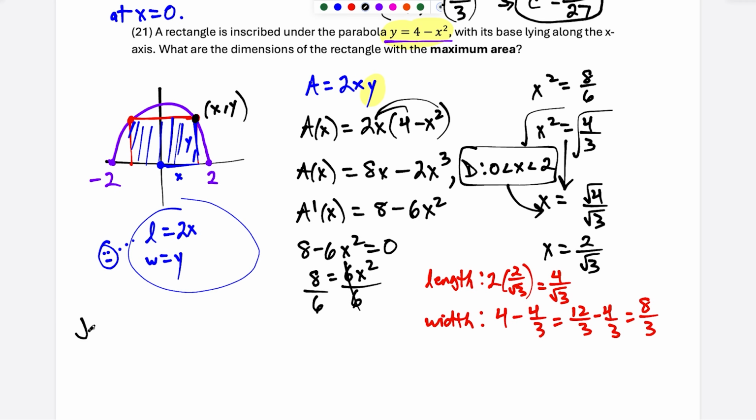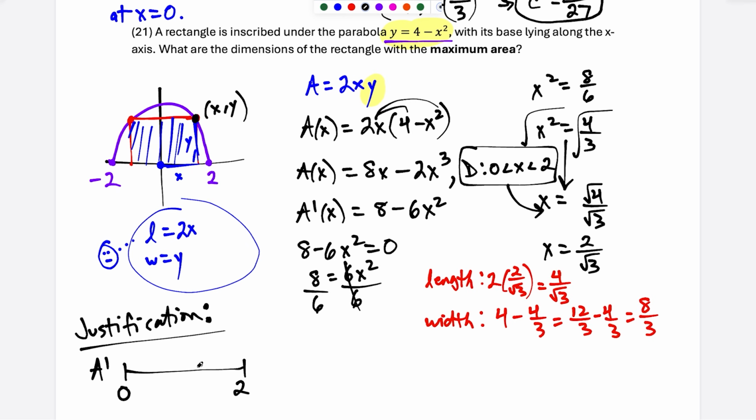Now, before we move on, let's just provide some justification. How do we know that these dimensions here represent the dimensions of the rectangle with maximum area? Well, A of x represents the function that tells us the area of all of these rectangles, where x is some value here between 0 and 2. So if we make a sign chart for A prime, the sign chart is going to start at 0 and stop at 2 because that's the domain that we are dealing with in this question. And the sign chart is going to tell us why this is definitely the rectangle we want.